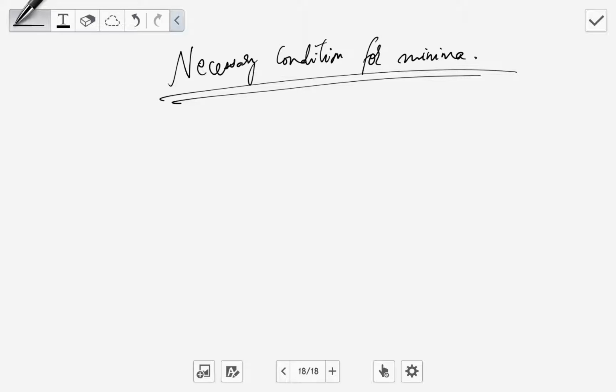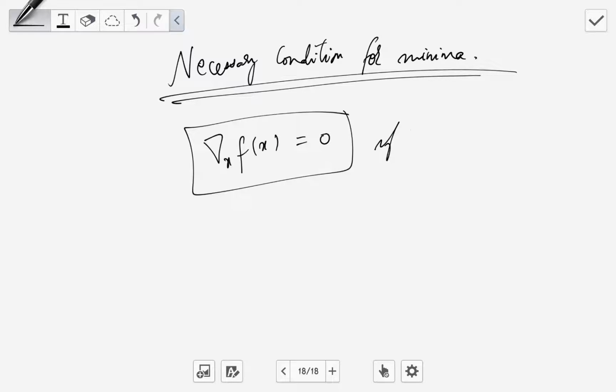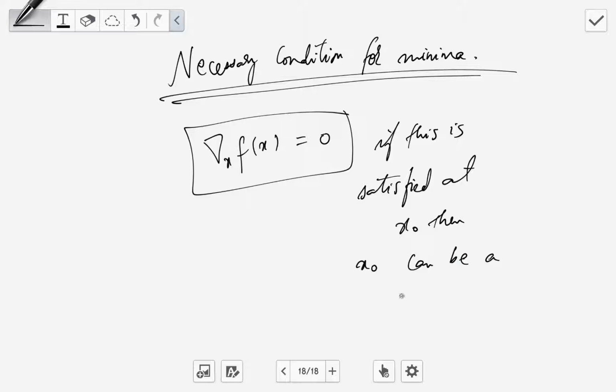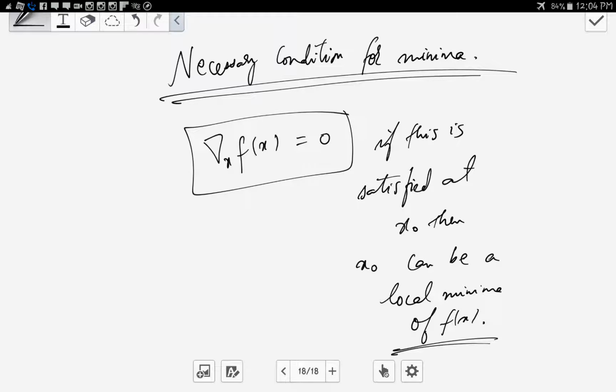What is this condition? Equal to 0, if this is satisfied at x0, then x0 can be, because it's only a necessary condition, not a sufficient condition, a local minima of f of x. Fine.